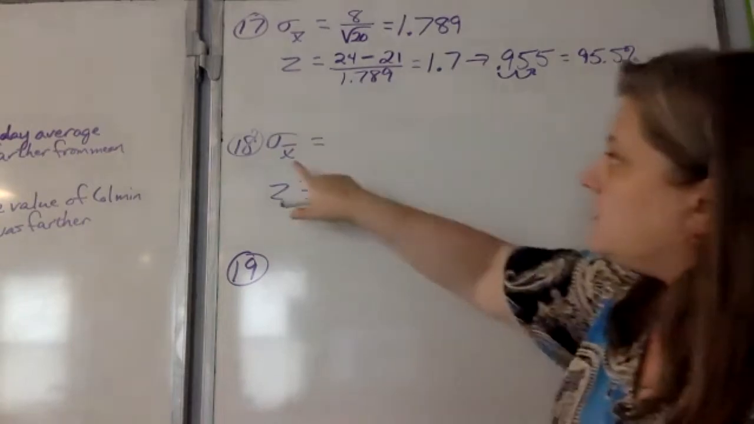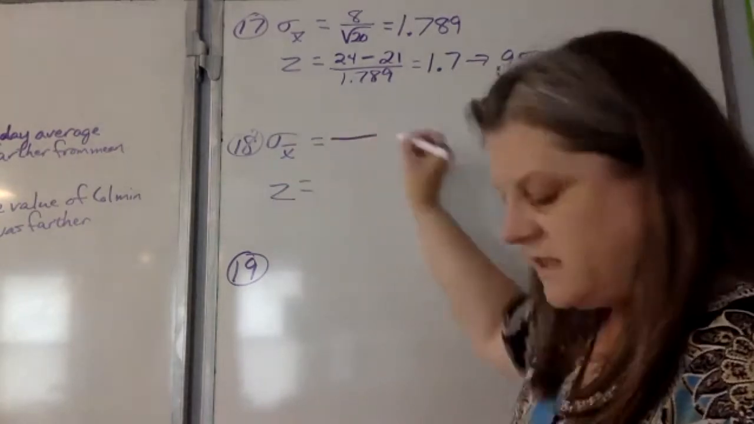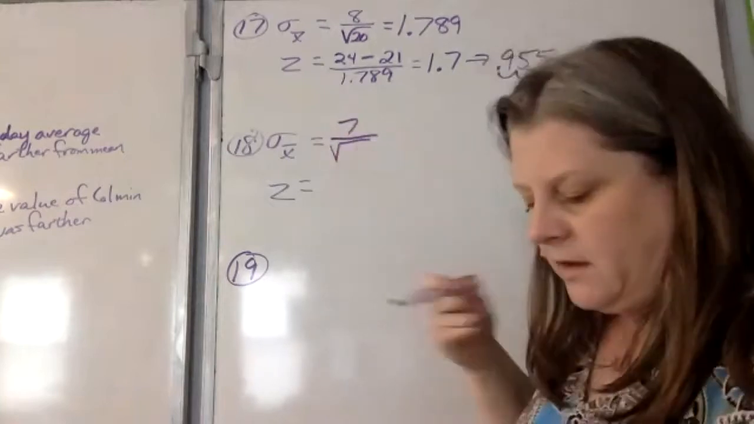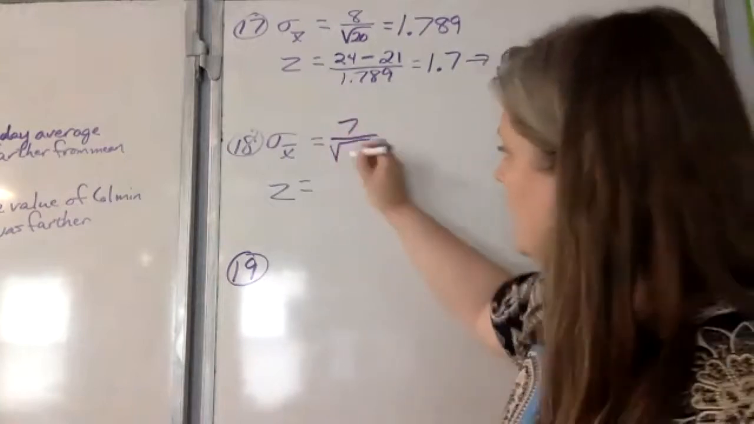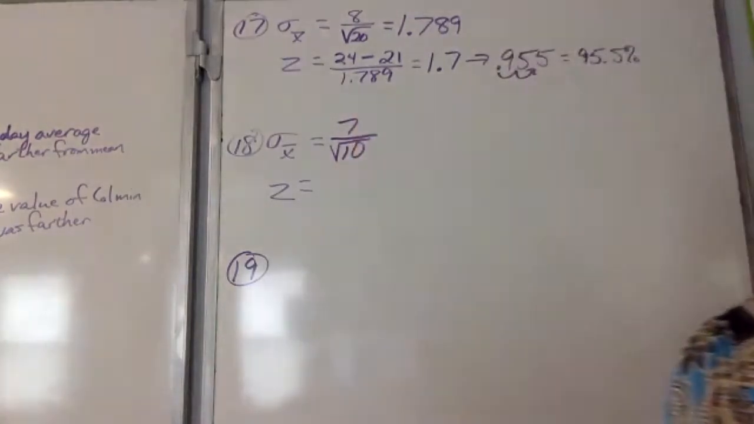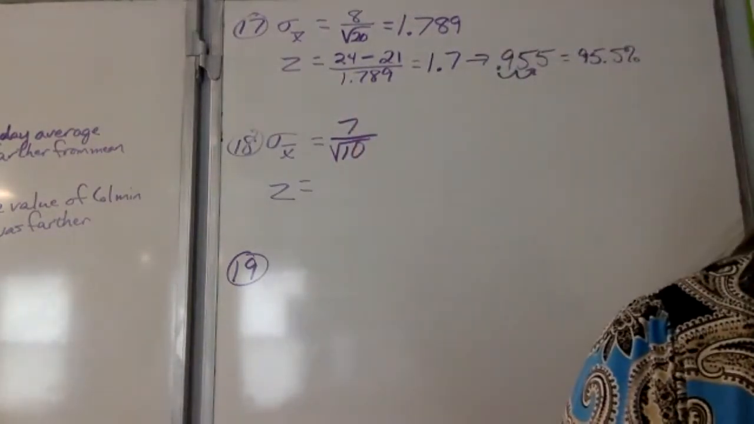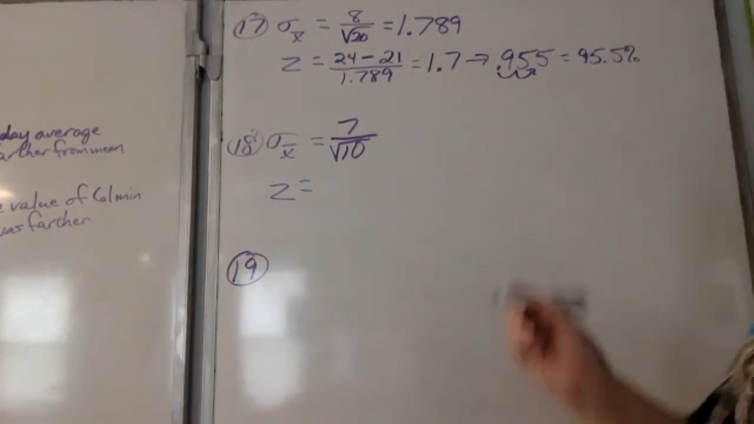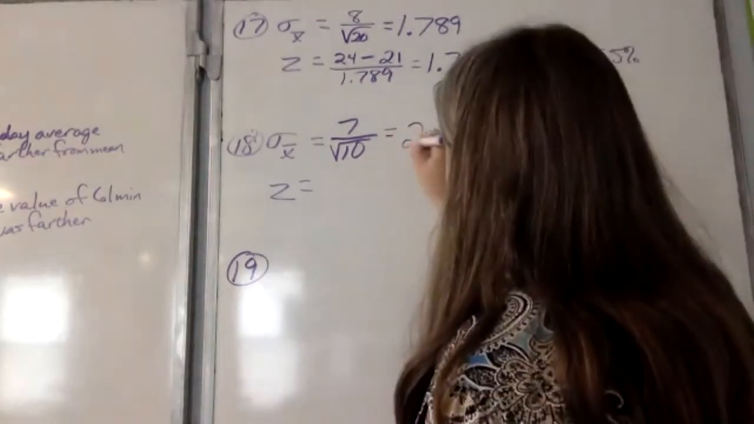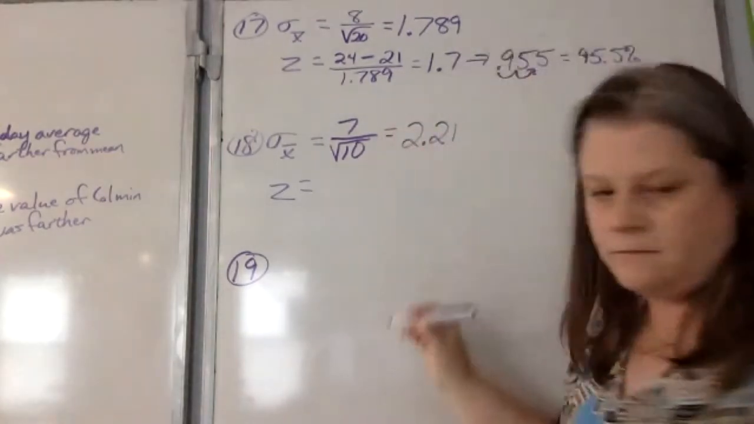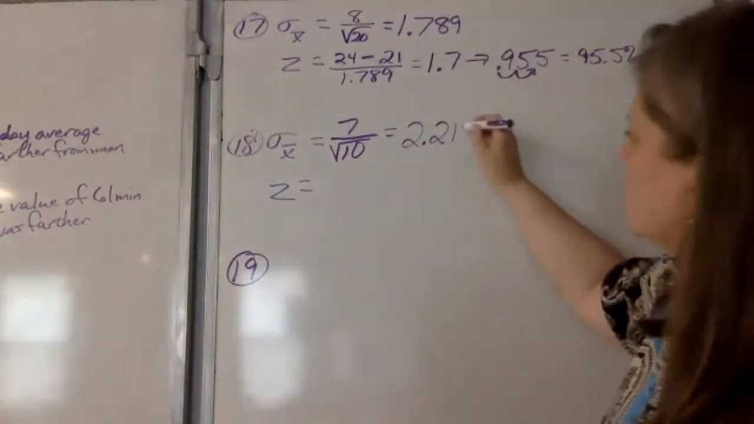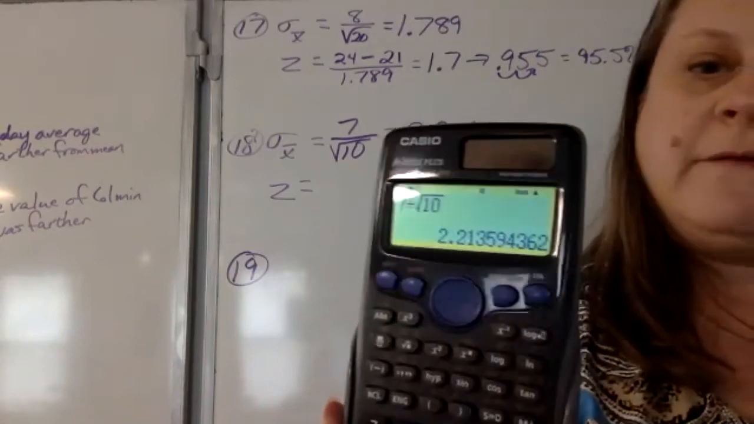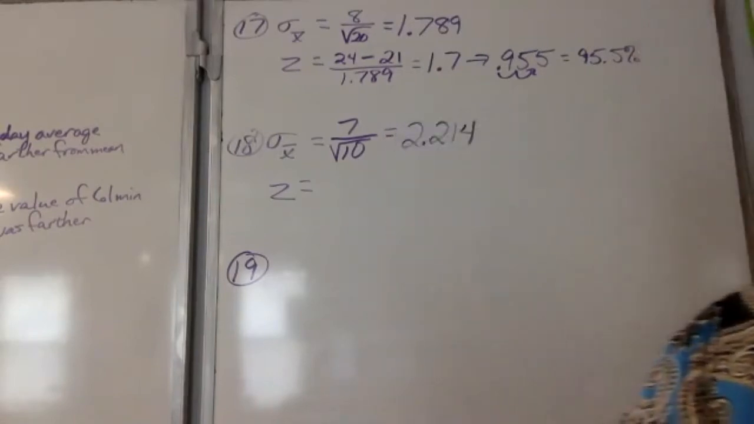So we start off first with our standard deviation of the mean. Our standard deviation was 7 inches, and then she said there were 10 10-year-old boys, so our sample size was 10. So you have 7 divided by the square root of 10, and get your little decimal. So round up to 4. I have 2.2135. The 5 makes the 3 go up.